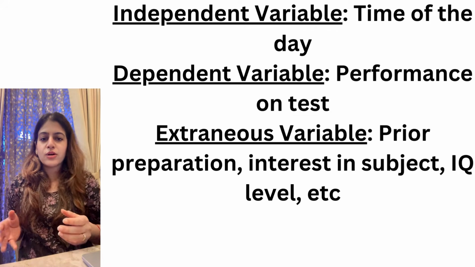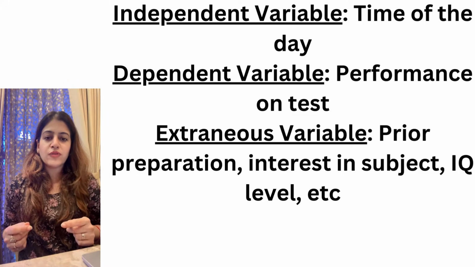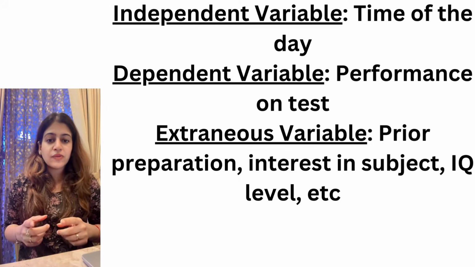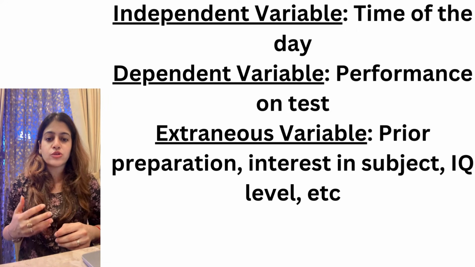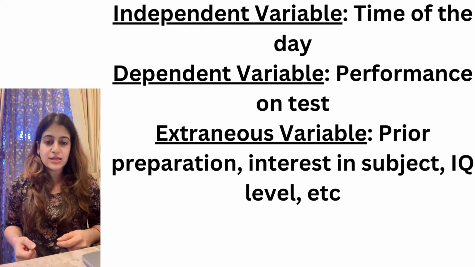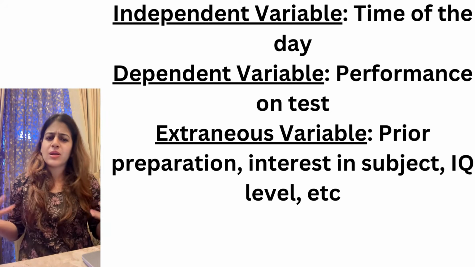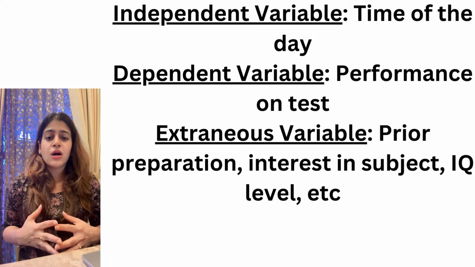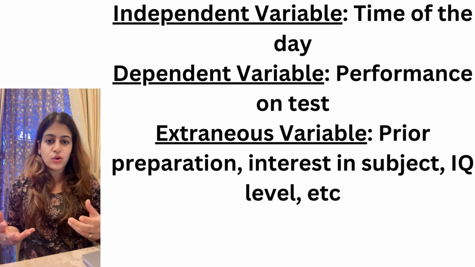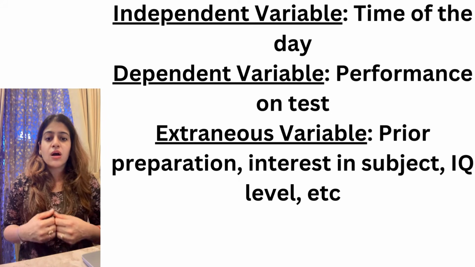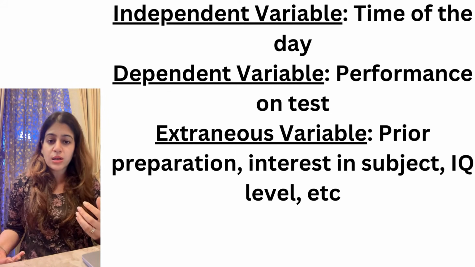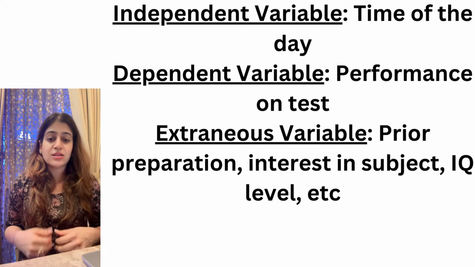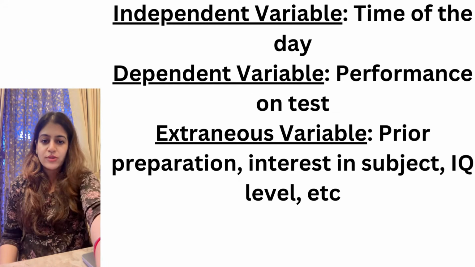Okay, another quick recap. The independent variable here is the time of the day, whether it's morning or afternoon. The dependent variable here is the performance of the students on their psychology test. And there can be a number of extraneous variables here that are affecting the study. Those could be their own IQ, their concentration levels, disturbance from the external environment, their prior preparation of the subject, the interest in the subject, and so on.